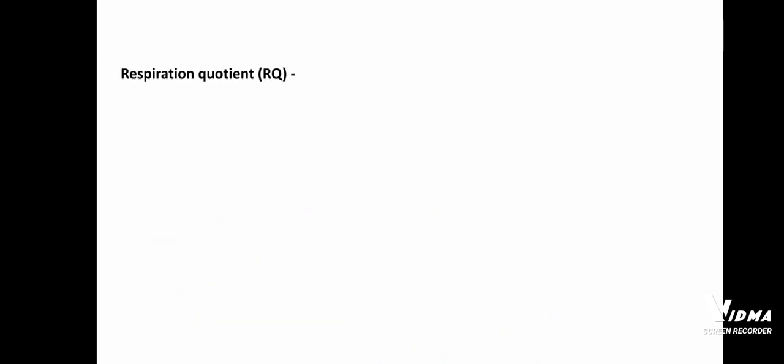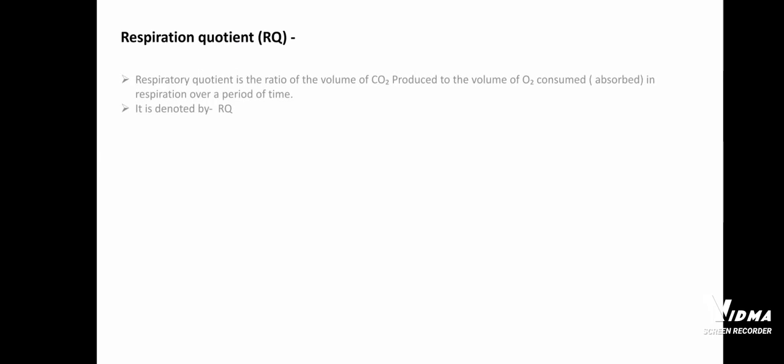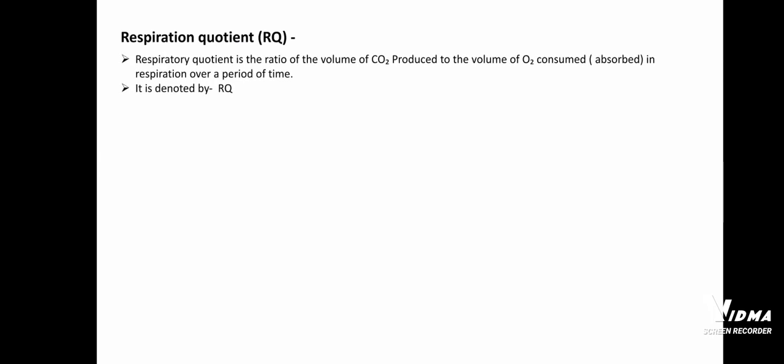The last one is respiration quotient. What is respiration quotient? Respiration quotient is the ratio of the volume of CO2 produced to the volume of oxygen consumed or absorbed in respiration over a period of time. When we take up oxygen in respiration and release CO2, RQ equals the CO2 released divided by the oxygen absorbed. It is denoted by RQ. RQ equals volume of CO2 evolved divided by volume of oxygen absorbed.